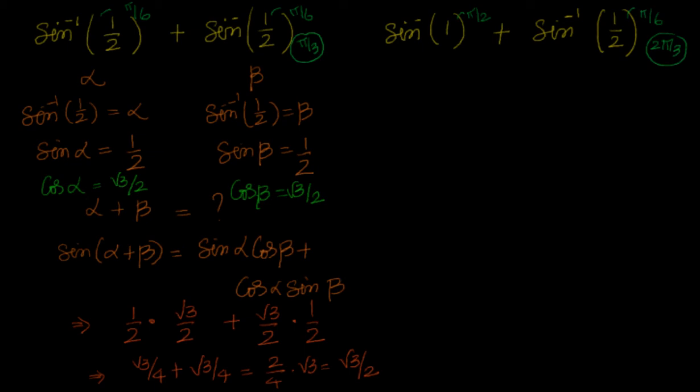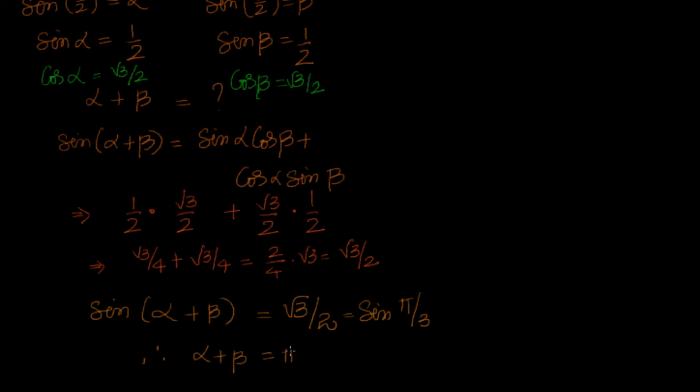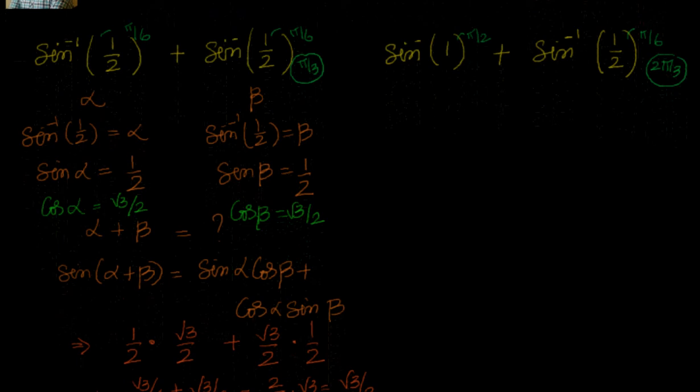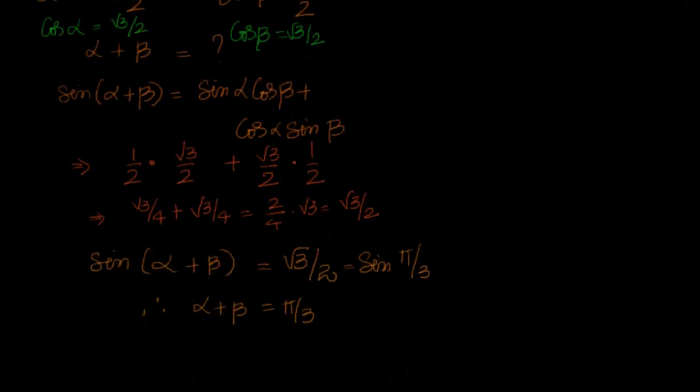So what we got is sine of alpha plus beta equals root 3 by 2. That is equal to sine of 60 degrees, that is sine of pi by 3. Therefore, alpha plus beta equals pi by 3, which coincides with the value we thought it should be, that is pi by 3.